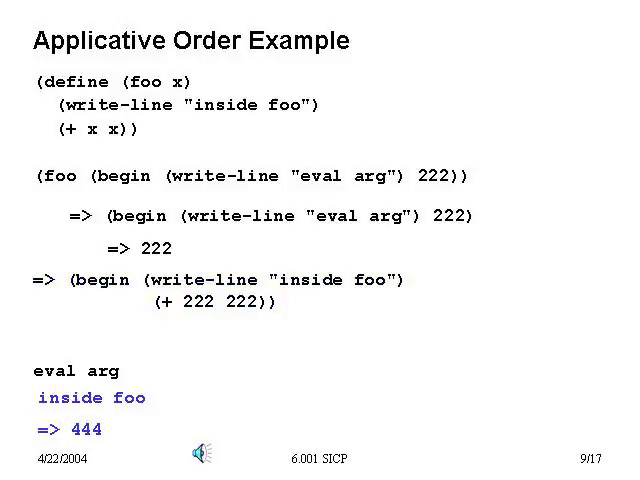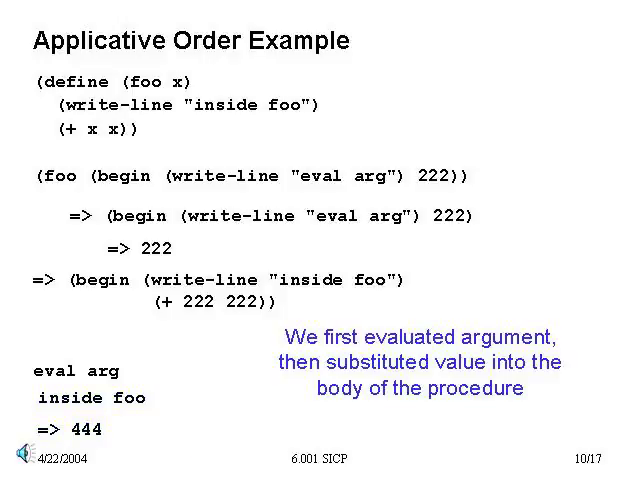And of course, evaluating this in order says we first write out the fact that we're inside foo, and then we go ahead and do the actual addition of adding 222 to 222, giving us the answer we expect. So let's summarize what we did. We first evaluated the argument, then substituted that value into the body of the procedure. And this led to the behavior in which we've evaluated the argument once, that was our marker on the screen, then we were inside foo, then we returned the value. Keep that in mind as we now go to the alternative model.